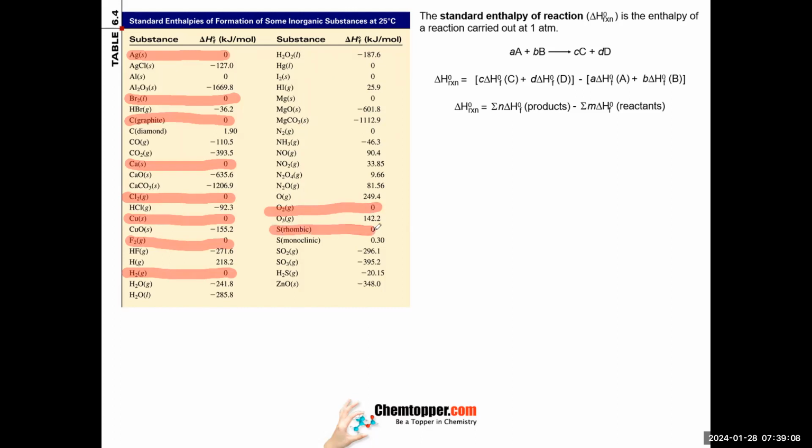S rhombic is zero. Now rhombic, monoclinic, just like carbon has graphite and diamond with different structures, sulfur also exists in two different structures. One is rhombic, the other one has monoclinic units. But out of rhombic and monoclinic, rhombic is more stable. So rhombic is zero. You need not memorize all these things, okay? But for the simple pure elements like O2, N2, you should know that their delta H naught formation values are zero.